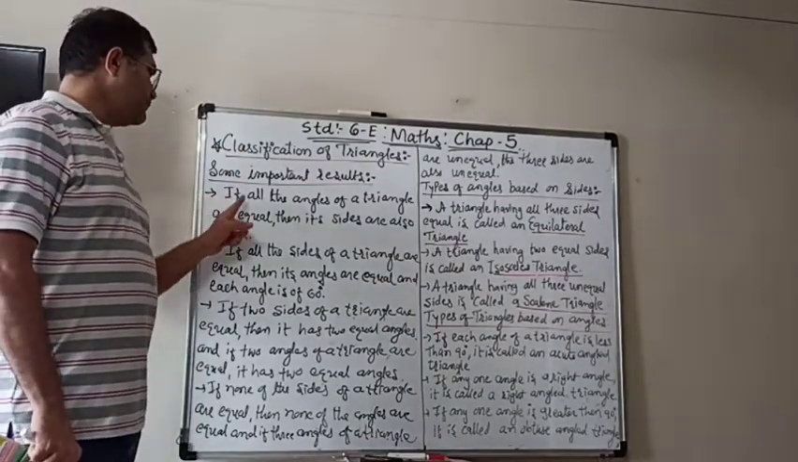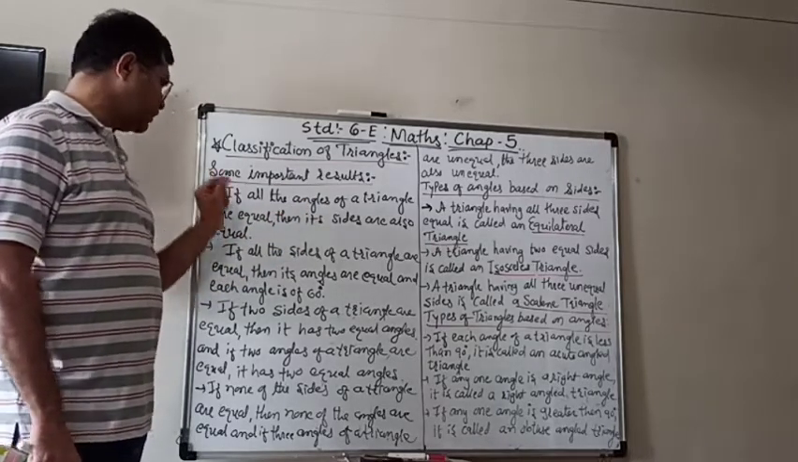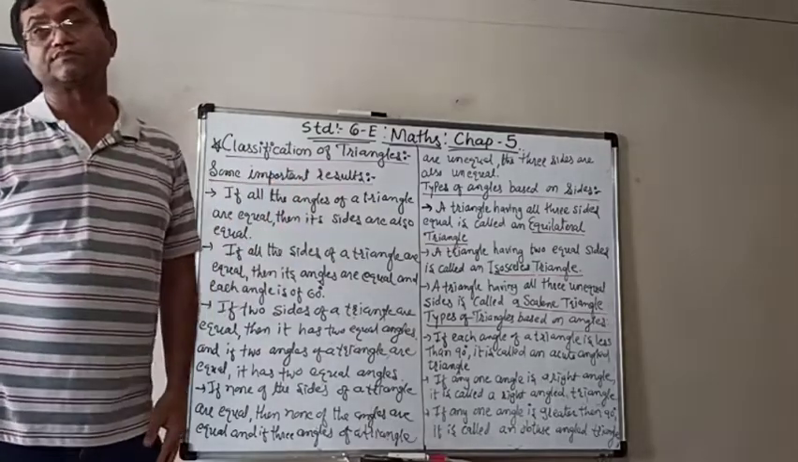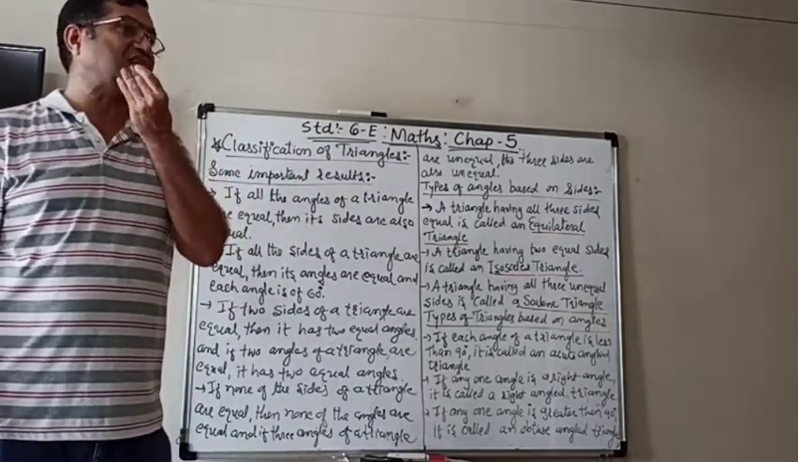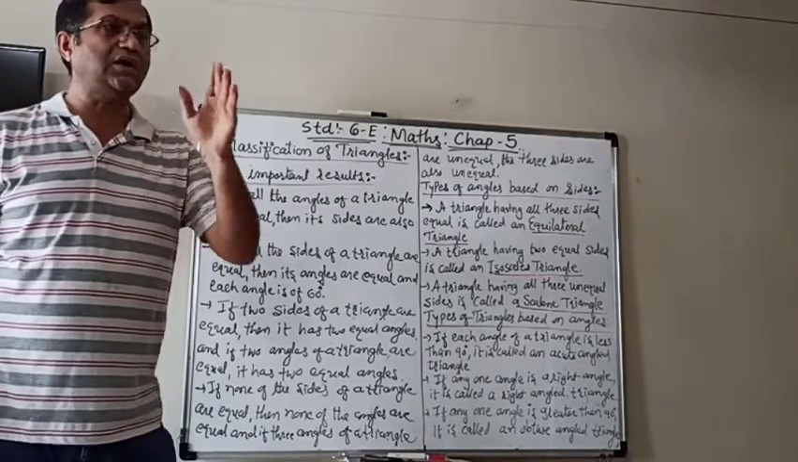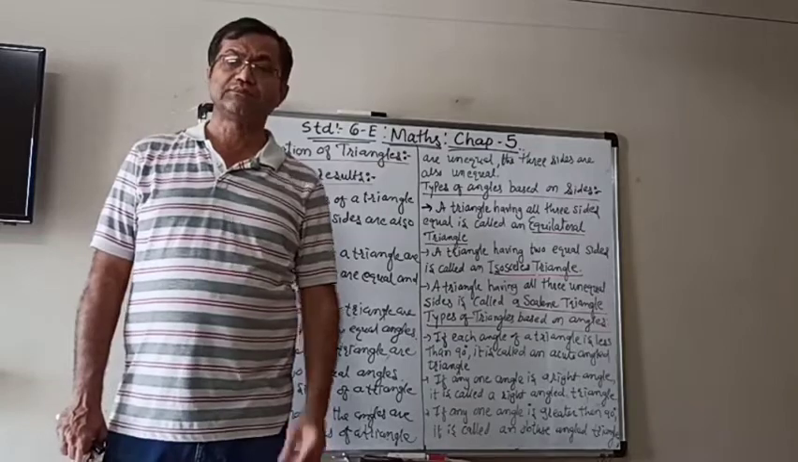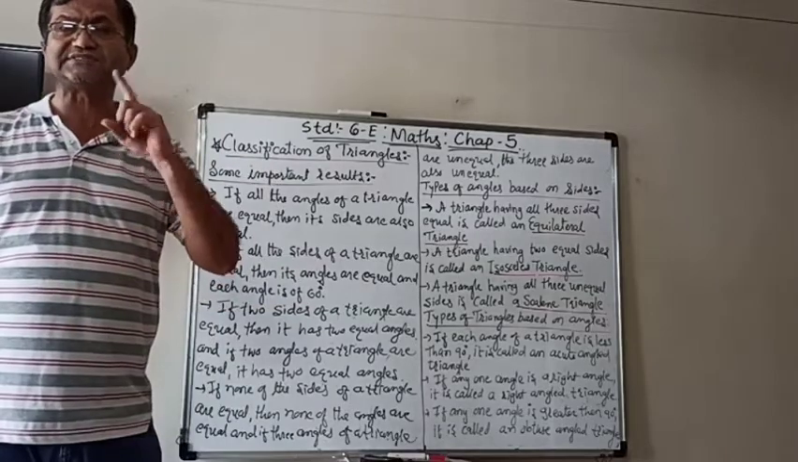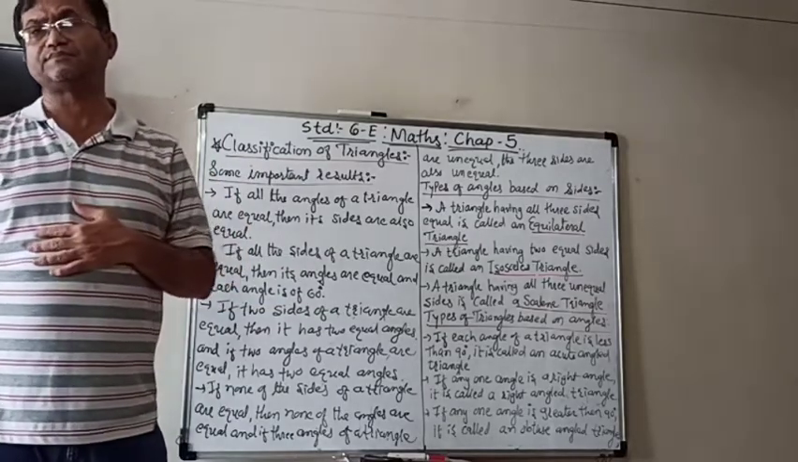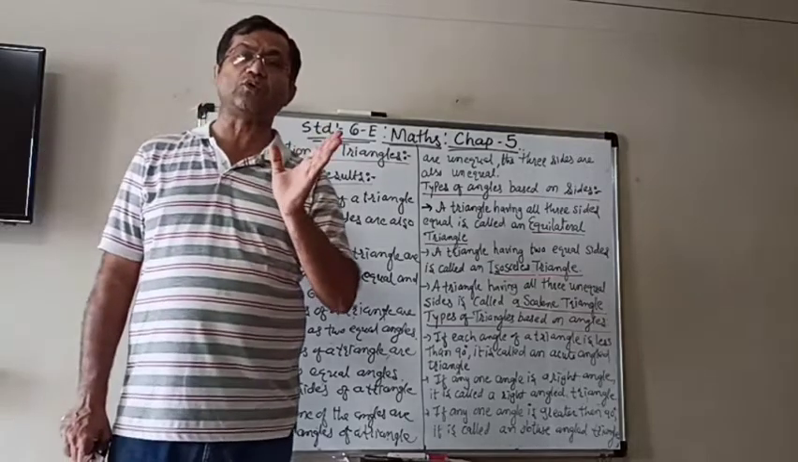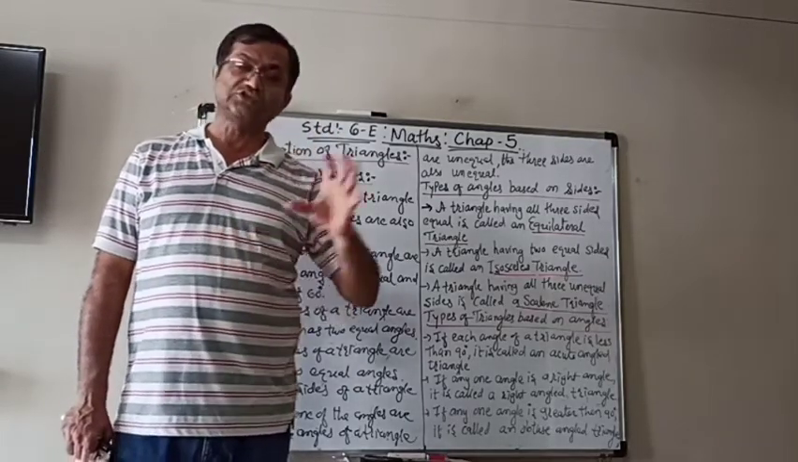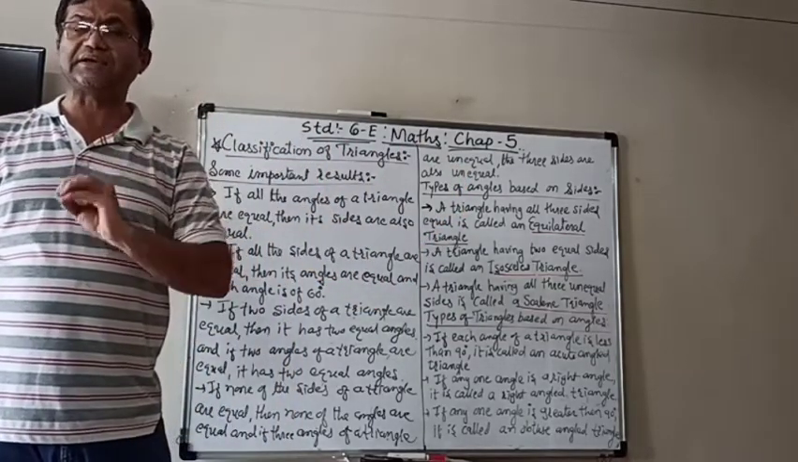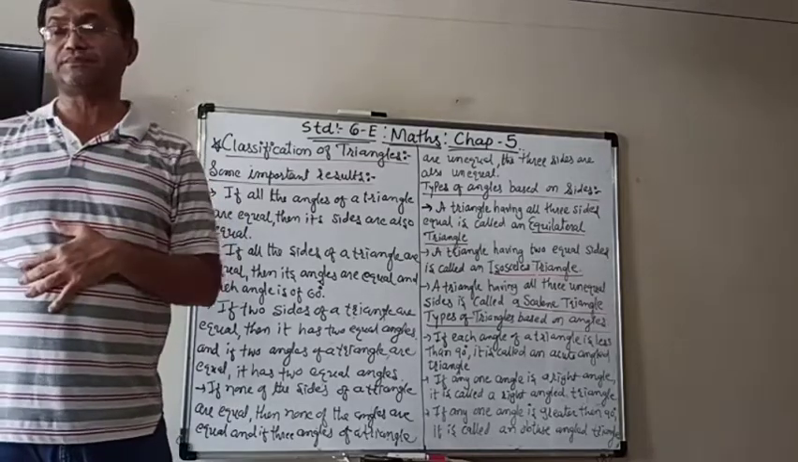First, if all the angles of a triangle are equal, then its sides are also equal. So if you find a triangle in which all the angles have the same measure, meaning 60 degrees, 60 degrees, 60 degrees, then if you measure the sides of that triangle, all the sides will have equal length. So three angles are equal, then the three sides of the triangle are also equal.